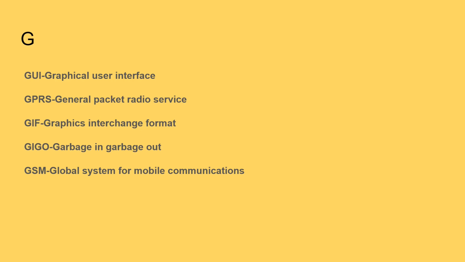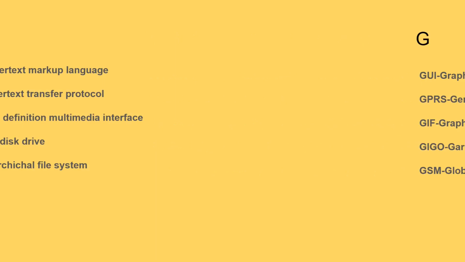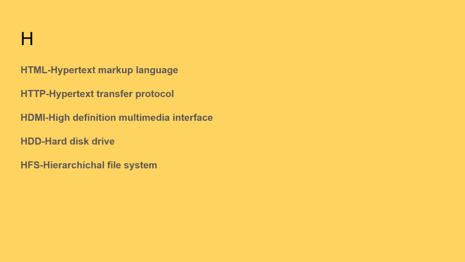GSM, Global System for Mobile Communication. GSM describes the protocols for second generation digital cellular networks used by mobile devices such as mobile phones and tablets. Next is HTML, Hypertext Markup Language. HTML is the standard markup language for documents designed to be displayed in a web browser. This can be assisted by technologies such as CSS, JavaScript, etc.